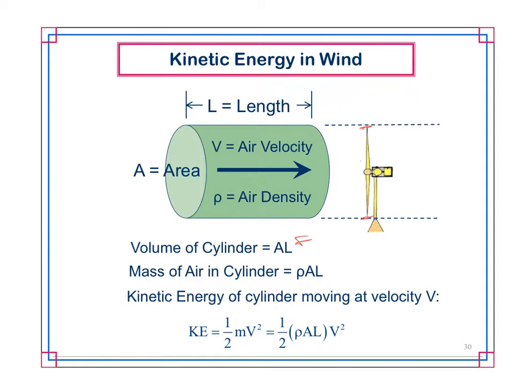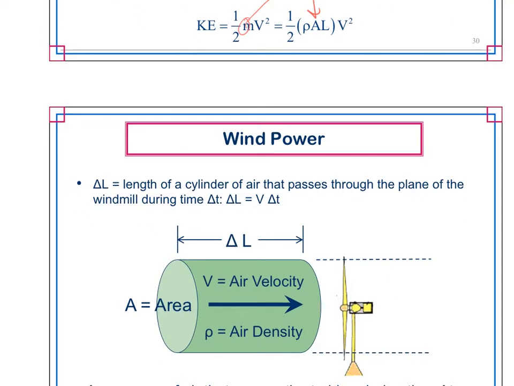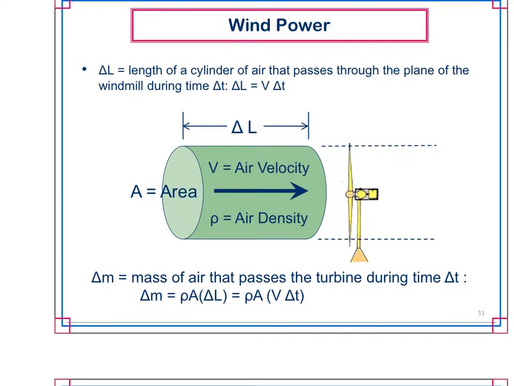And then we're going to do a kinetic energy calculation using 1/2 mv squared. You probably remember that from physics. It's just 1/2 mv squared. So the mass that we need is from this equation, and then we can substitute that into here. So 1/2 rho, density, times the area times the length of the cylinder times the square of the velocity.